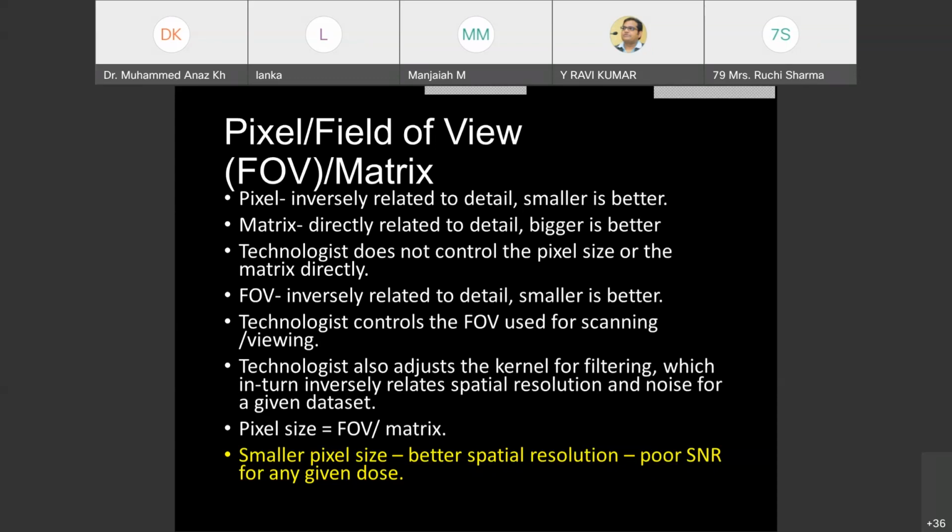So with this kernel and the FOV, you have the flexibility, right? So that is one.